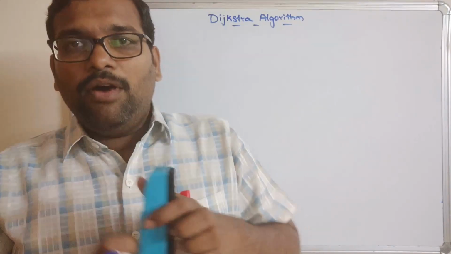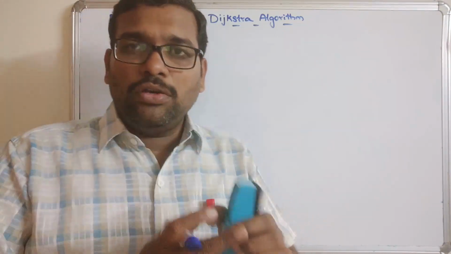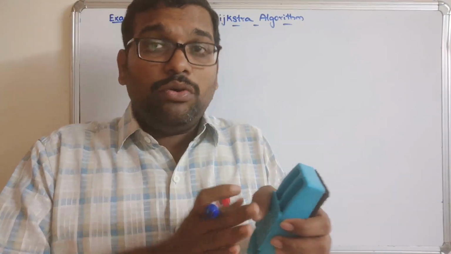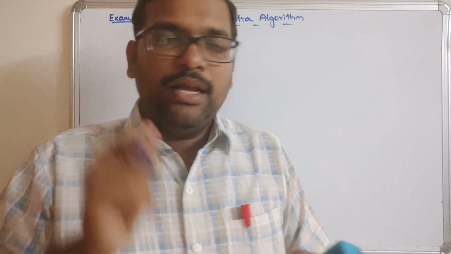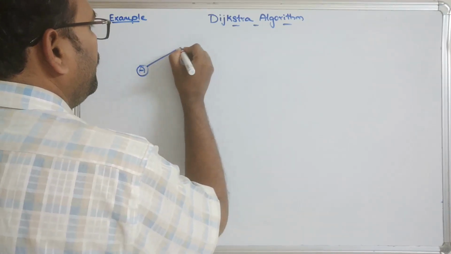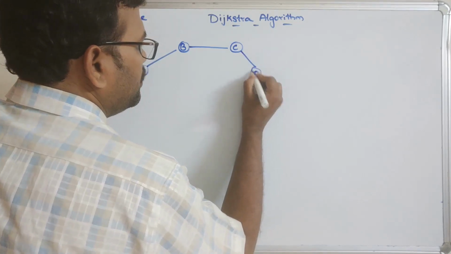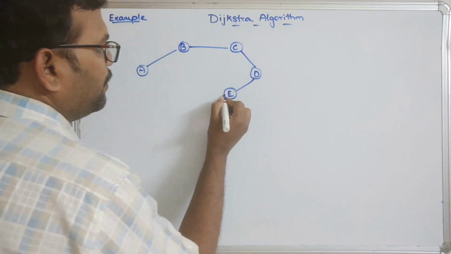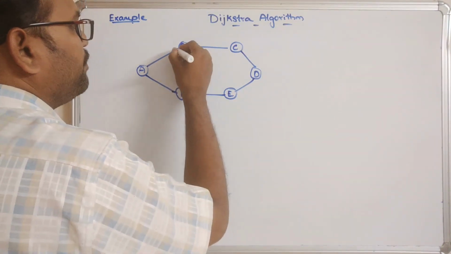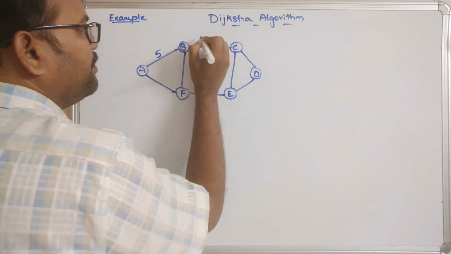So the main aim of this algorithm is to find the shortest path from the source to all other vertices, not from source to destination, but source to all other vertices. Now we'll see an example. Let us take an example: A, B, C. Again I am taking an undirected graph, and I'll give some random weights.